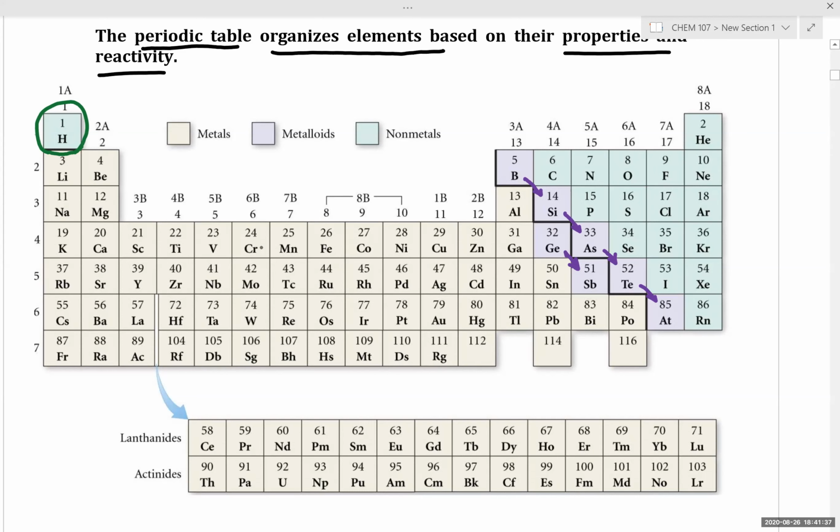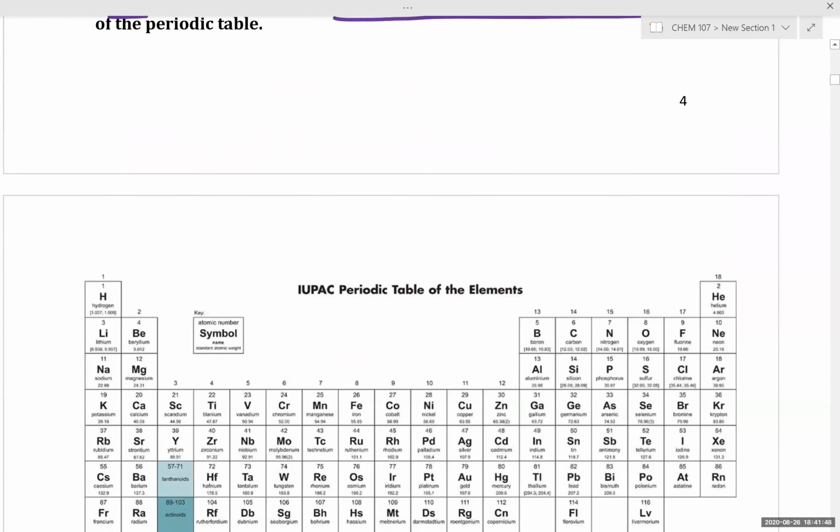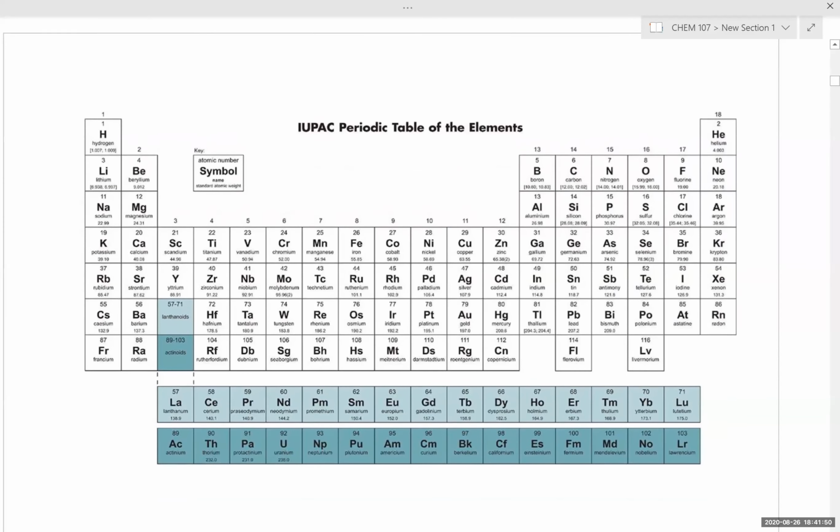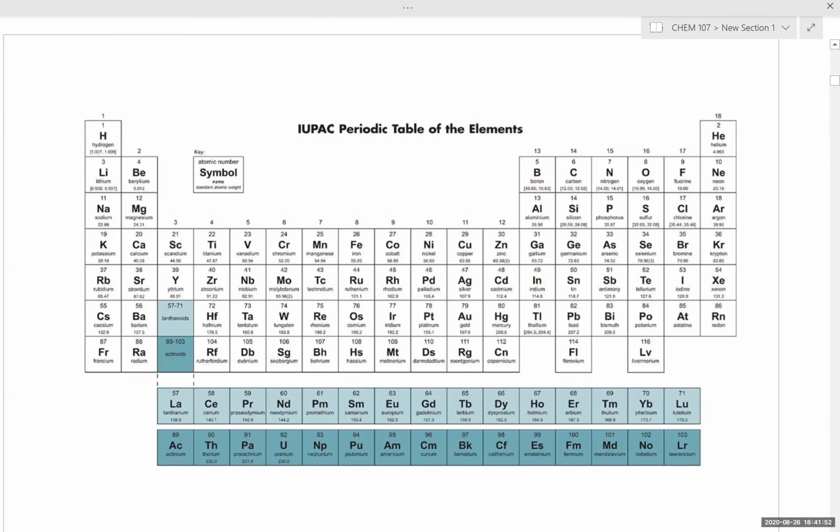Does this make sense to everyone so far? You'll have to be familiar with classifying elements as metals, nonmetals, and metalloids. Now, I'm going to show you the type of periodic table that you'll be provided as a reference on most exams. This is known as the IUPAC periodic table. Notice how it's not labeled with any of the color coding for metals, nonmetals, and metalloids.